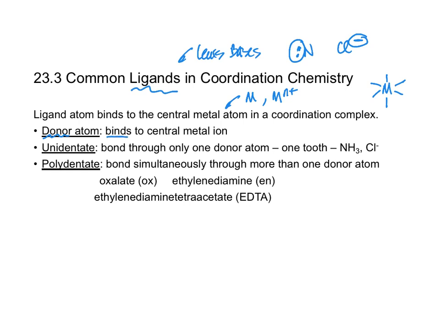There's two different types. One is called a unidentate, and that has only one donor atom. Or I could have a polydentate, and that is more than one donor atom. Listed below here are the oxalate, the ethylene diamine, and the EDTA.